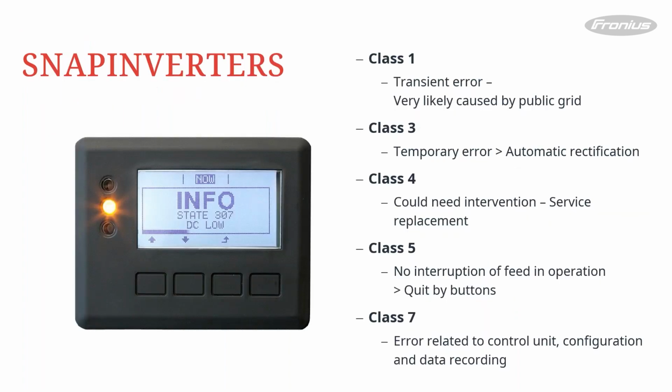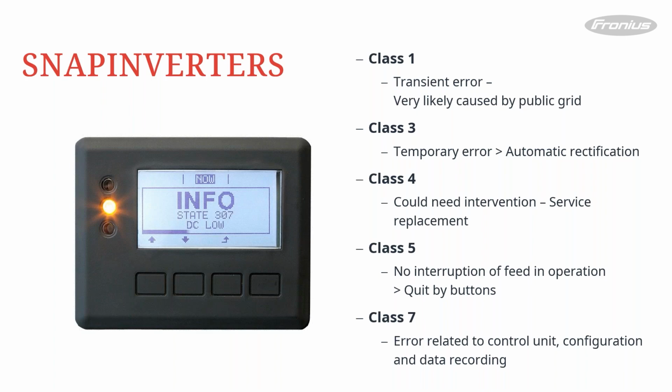Going forward, just quickly going through the state codes that could occur on a Snap inverter. As you would be aware, the state codes on a Snap inverter are 3-digit state codes starting with 1, 3, 4, 5, and 7. If the state code starts with 1, it's most likely a grid-related state code. If a state code starts with 3, it could be a temporary error, which could be rectified on its own or by means of a software update. But at times it could be a hardware failure as well.